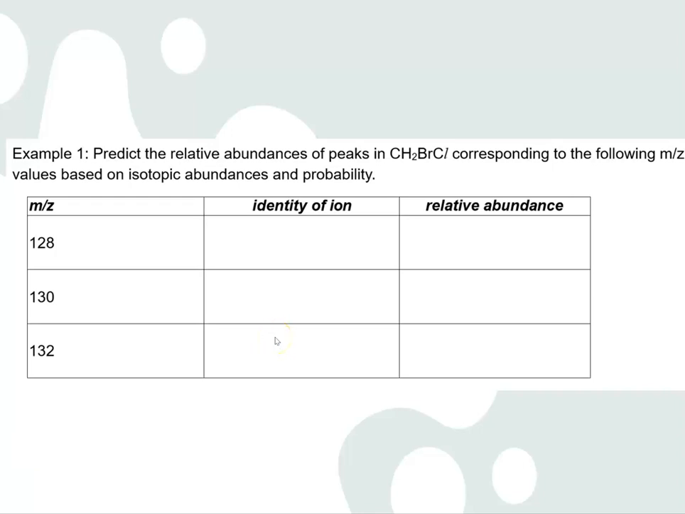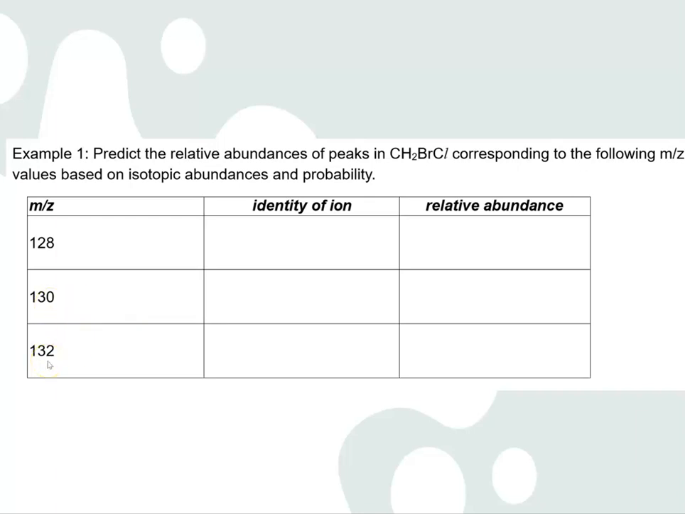Okay, let's look at the answers for example 1. As mentioned, we have a molecule with both bromine and chlorine atoms, and the m/z values are given to you as 128, 130, 132. So 128 is the M peak, 130 will be the M plus 2 peak, and 132 will be the M plus 4 peak.